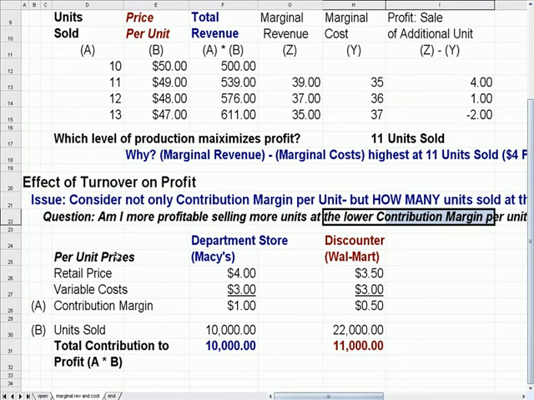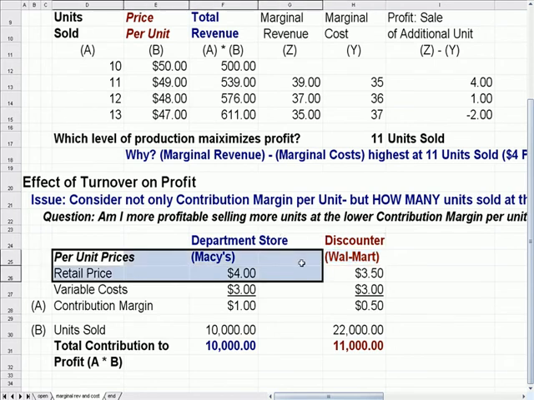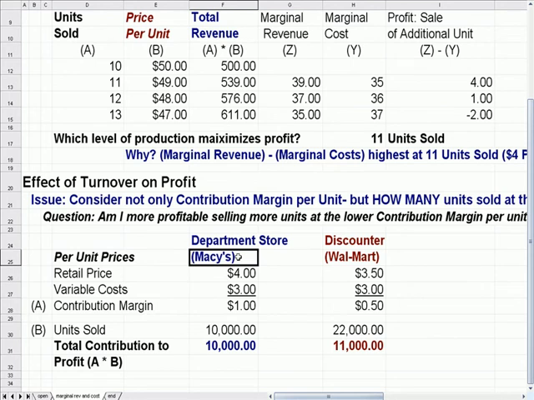So here's an example. Let's talk about Macy's, a department store, and a discounter. They're both selling the same product. The retail price is $4 for Macy's and $3.50 for Walmart. They both have the same variable cost because they're buying from the same supplier. So Macy's contribution margin, price less variable cost, is $1. Walmart's is only 50 cents.